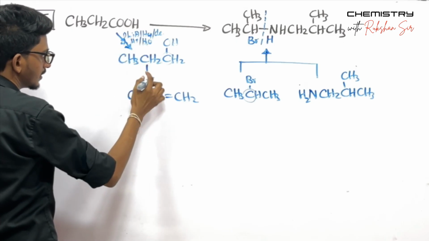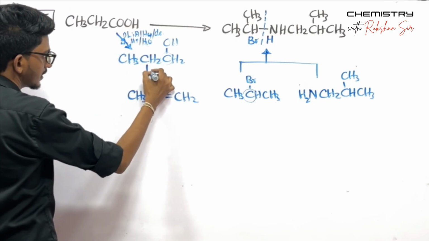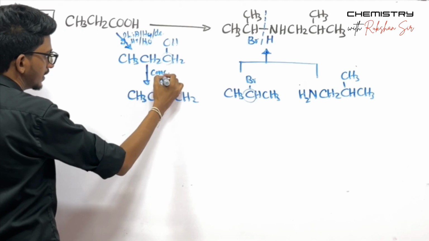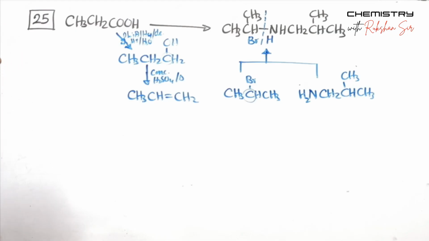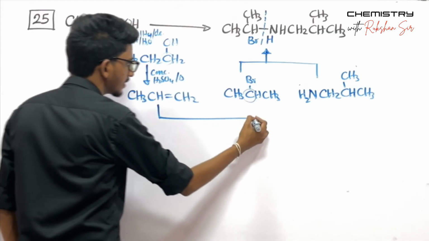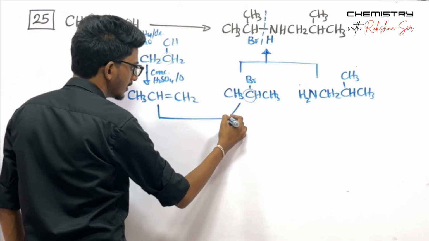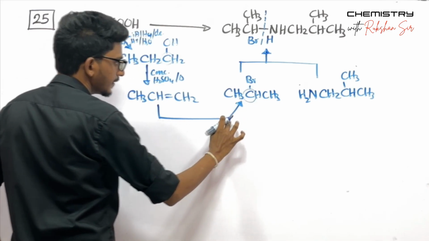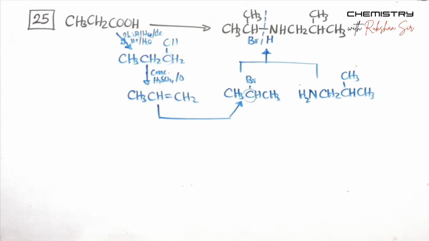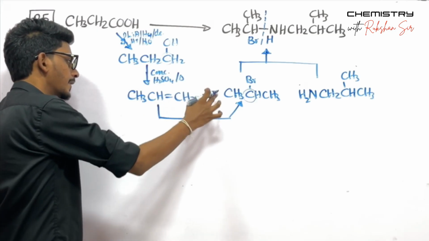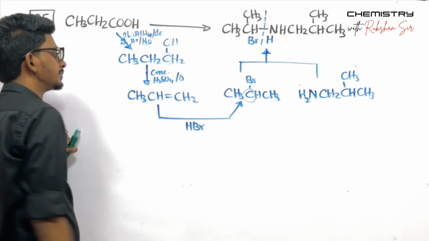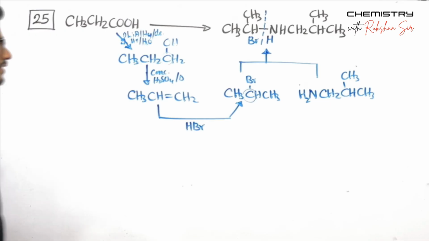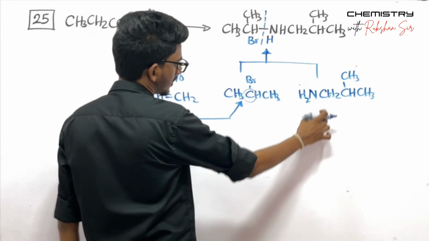And for this thing, it is considering H2SO4 for heating, or we can use the alumina as well to get rid of the water molecule. So now it is very simple, right? To come up with the halogen, it's HBr. That thing is done.